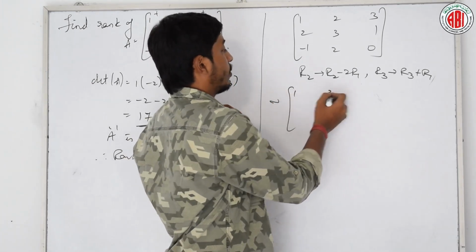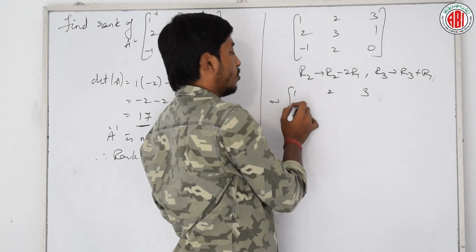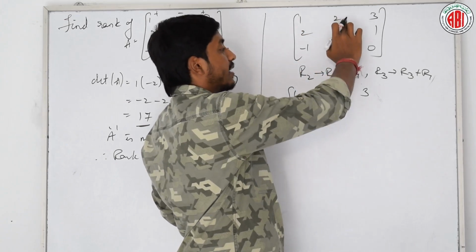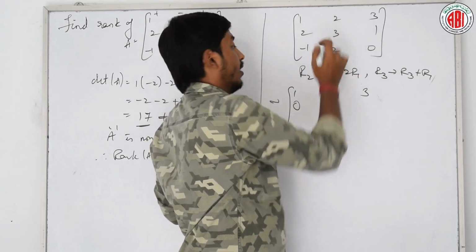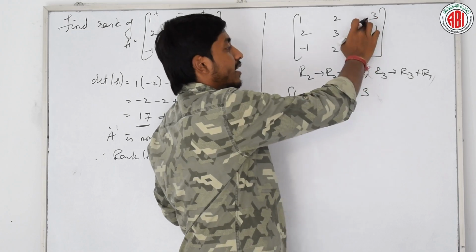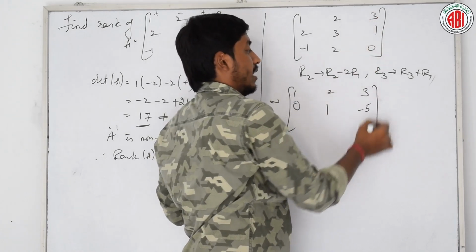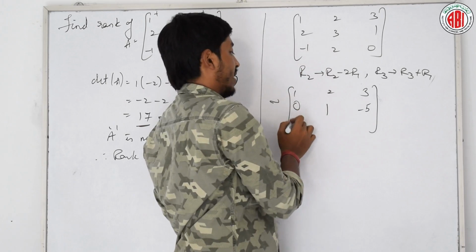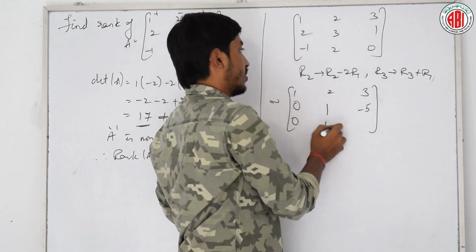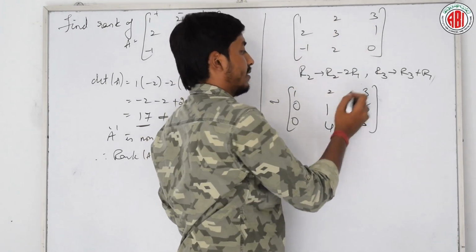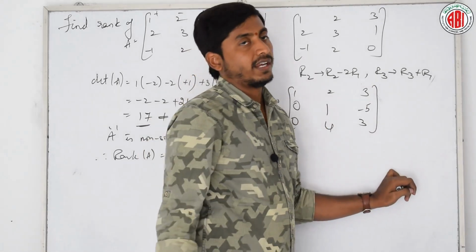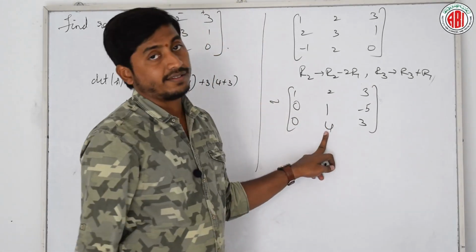That is 1, 2, 3. 2 minus 2, 0. 3 minus 2 twos are 4. 1. 1 minus 3 twos are 6, that is minus 5. And add these both. 1 plus minus 1 plus 1, 0. 2 plus 2 is 4. 0 plus 3 is 3. Is it fine? And the next step we have to make this 0.